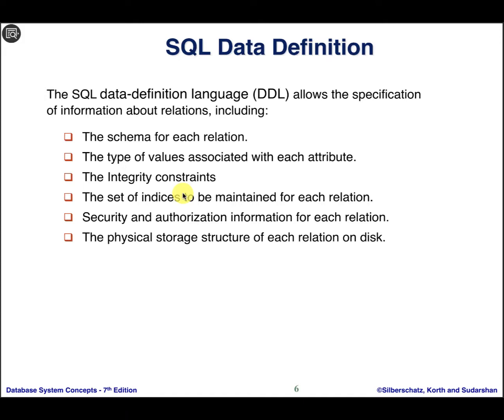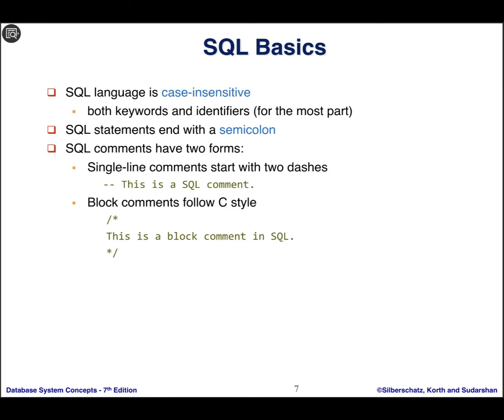Security and authorization information for each relation is also stored, and you can specify it. We're not going to cover this one here, but when you create a table, you can specify, for example, how your data can be stored at the lower level, the physical level. Clear? Okay, enough talking.